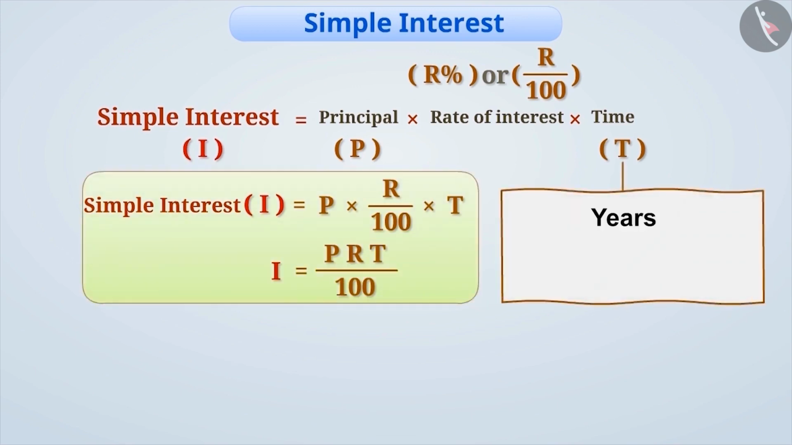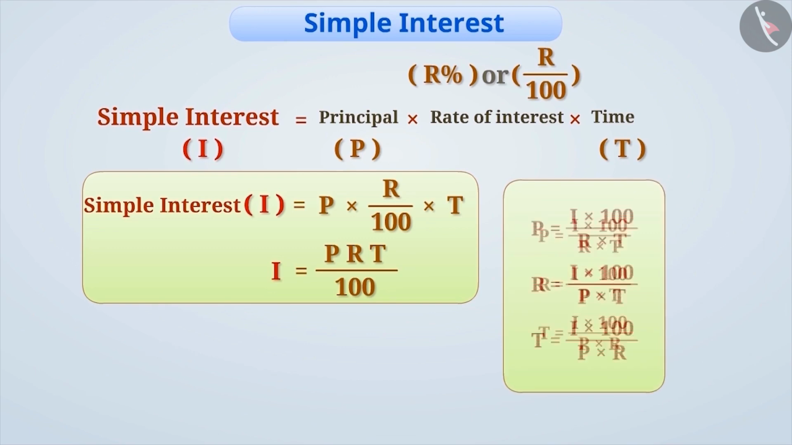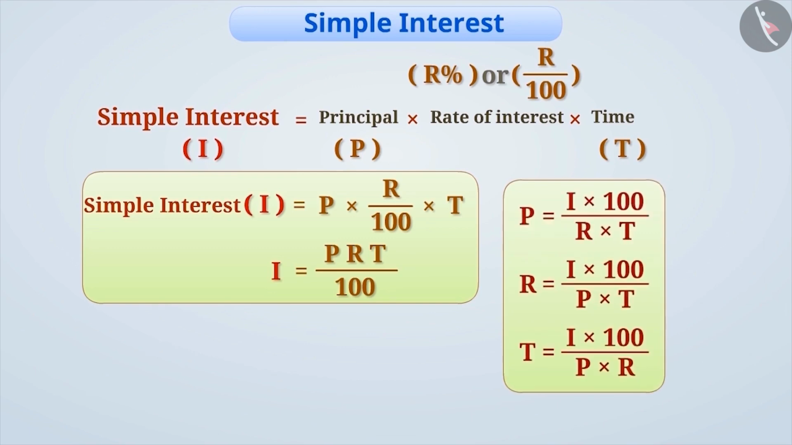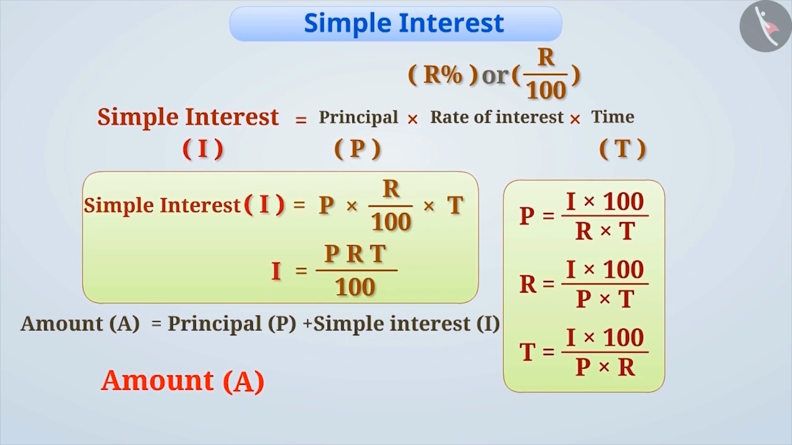Remember that time should always be expressed in years. If time is given in months, then convert it into years by dividing it by 12. Similarly, you should know that if we know the value of any 3 quantities among these 4, then we can find the value of the fourth unknown quantity by slightly modifying the formula. Also, if the amount is represented as A, then we can write the amount as A is equal to P plus I.